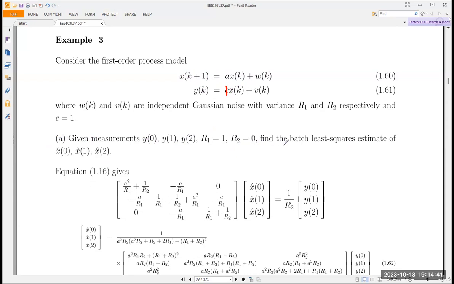All right, find the batch least square of this one, this one, this one, which means your estimate X0, X1, X2. So again, you go to equation 16. Since it's batch least square, we have already done that. And remember again, why I keep on referring to batch least square when I teach Kalman filter: because that was the starting point. Kalman filter just iteratively solves the batch least square.